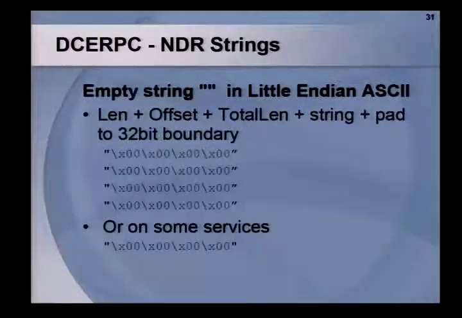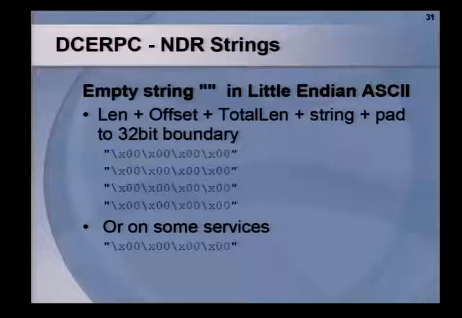One of the other interesting issues is how you handle sending the empty string, if you're going to send a null. Normally you would think you send a length of 0, then an offset of 0, the total length of 0, and then the string of 0. Well, if your string is nothing, then to pad it out to the 32-bit boundary, you need 4 bytes of null. A number of the services implement sending null strings this way.